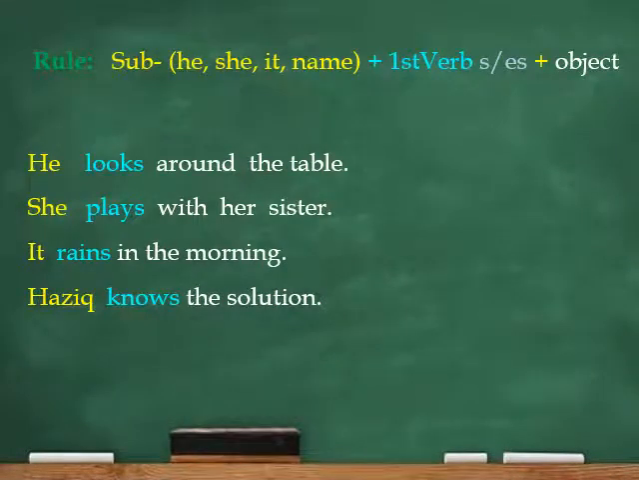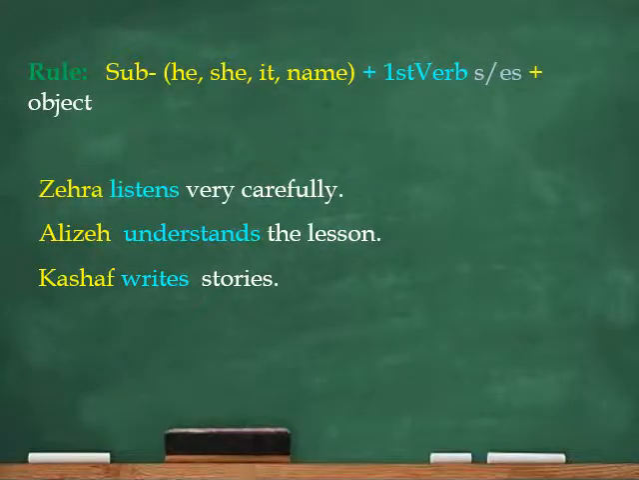Here is the other rule of present indefinite tense: for subjects like he, she, it or any name, we use the first form of verb with object, but in the first form of verb we put s or es. Look at the examples. He looks around the table. She plays with her sister. It rains in the morning. Hazek knows the solution. Zara listens very carefully. Alize understands the lesson. Kashyap writes stories.